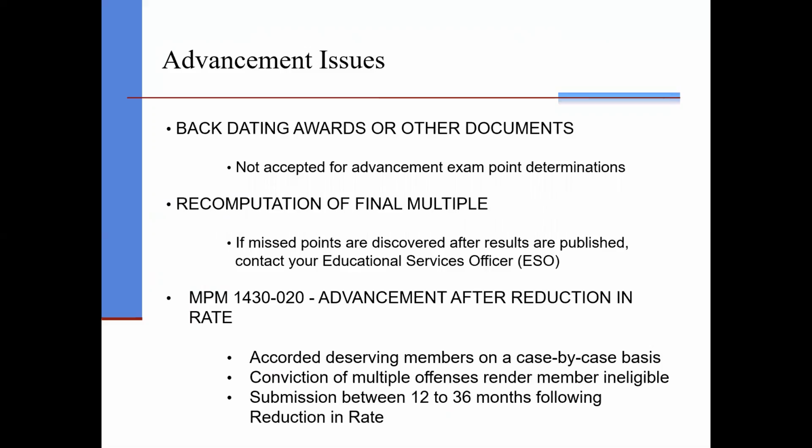Advancement issues, backdating awards or other documents not accepted for advancement exam point determinations. Recomputation of final multiple. If missed points are discovered after the results are published, contact your ESO. MPM 1430 Tech 020 advancement after reduction in rate. Accorded deserving members on a case-by-case basis. Conviction of multiple offenses render member ineligible. Submission between 12 to 36 months following reduction in rate.